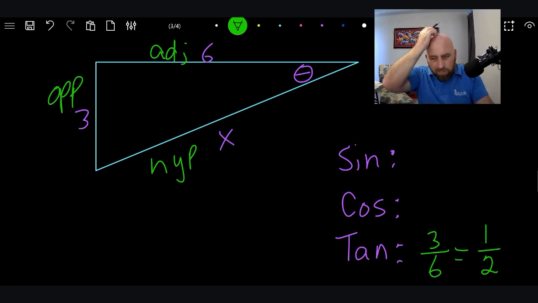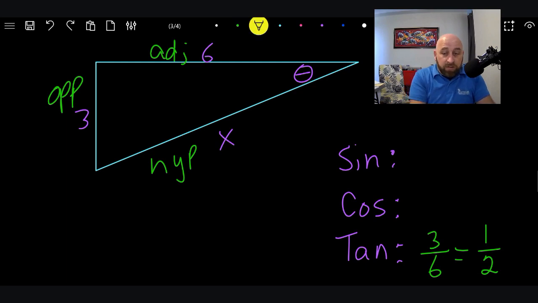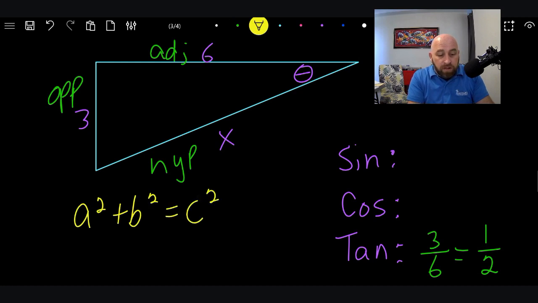All right, now how are we going to get the sine and the cosine? We're missing this one. We're just going to put it over x? No, we're going to figure out what x is. How do we figure out what x is? With a squared plus b squared equals c squared. Okay, so this is c. The x is the c, or the hypotenuse.